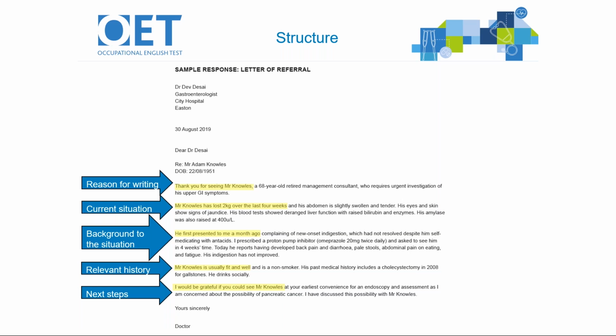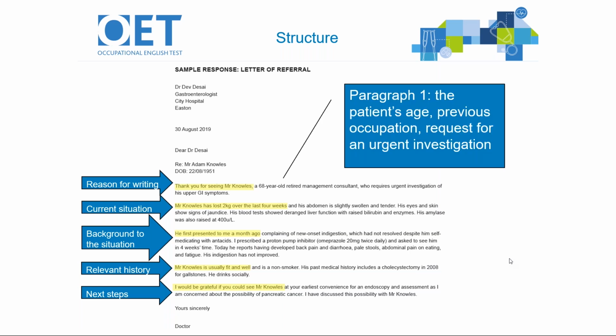Let's now look at each paragraph in turn and what contents the writer has included. So in paragraph 1, the writer has included the patient's age and previous occupation, as well as a request to the reader for an urgent investigation of his symptoms. So that word urgent is there right at the beginning to make it clear to the reader that this is the situation the patient is in now.